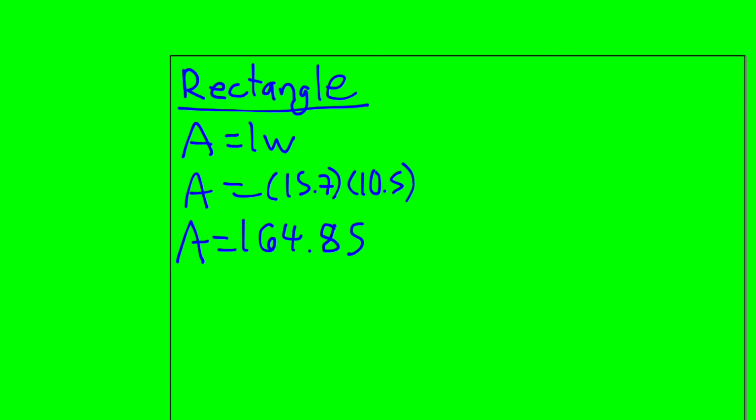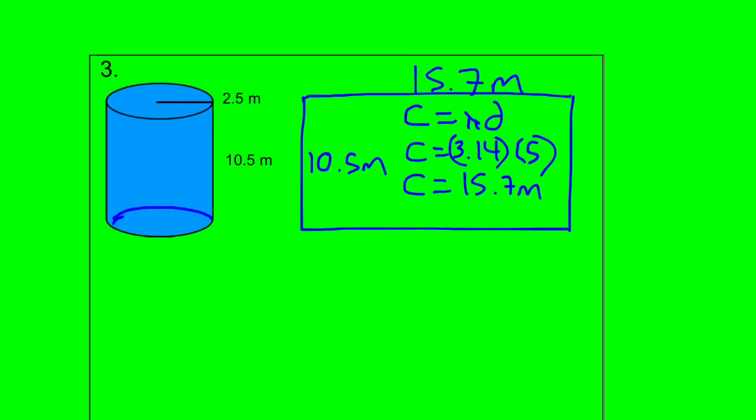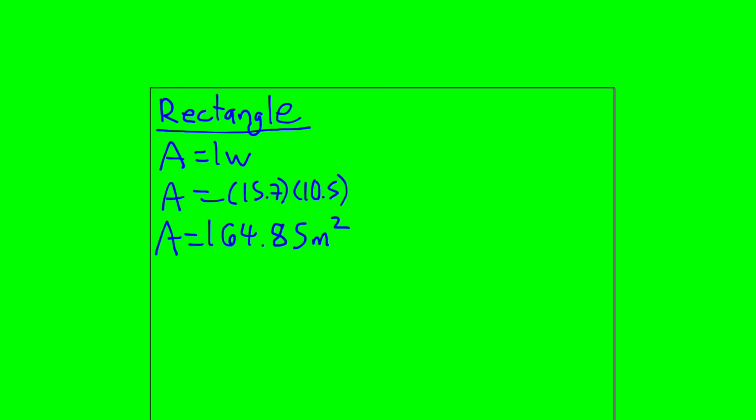164.85 meters squared. So this is going to be like some big grain silo or something, right? This isn't a small thing. This is 164.85 meters squared. This is a big object we're calculating the area of. So we've got the rectangle. All we need to do now is get the circles.